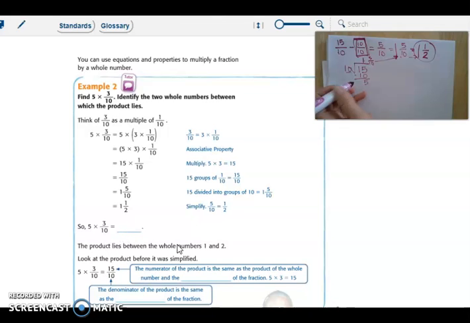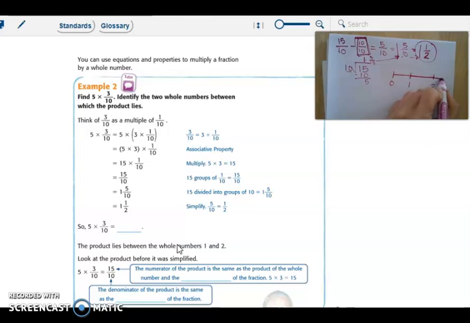Now, because our answer is 1 1/2, if we're creating a number line, we'd have 0, we'd have 1 and 2, and it would continue on. Where would 1 1/2 go on this number line? That's what it's asking for. It asks for the whole numbers between which the product lies. That's all it's asking for right there, and hopefully that helps you get the answer on that part.